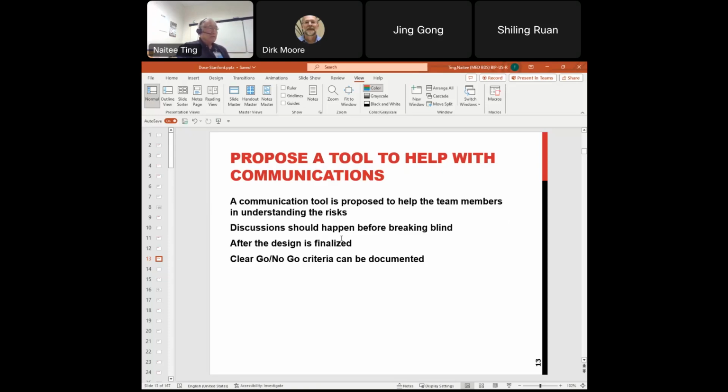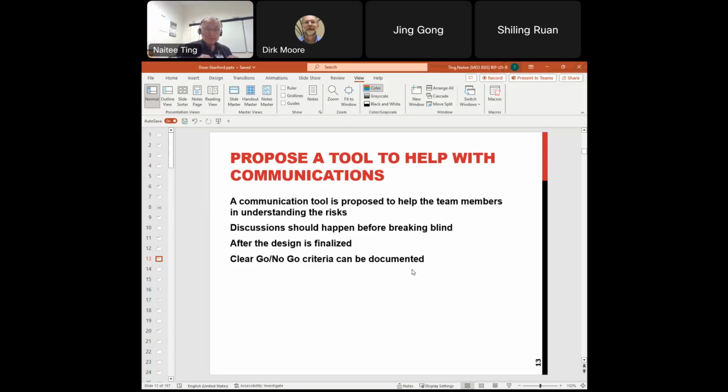All right. And the timing of the discussion has to happen before breaking the blind. So before breaking the blind, I'm the brain of the team. After the blind is broken, I'm just a pair of hands. Okay. And after the design is finalized, clear go/no-go criteria can be documented.